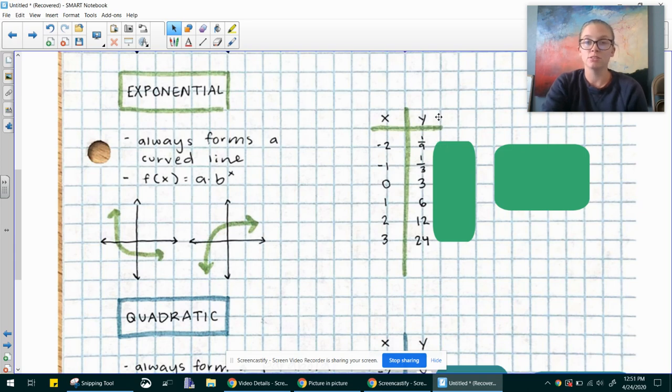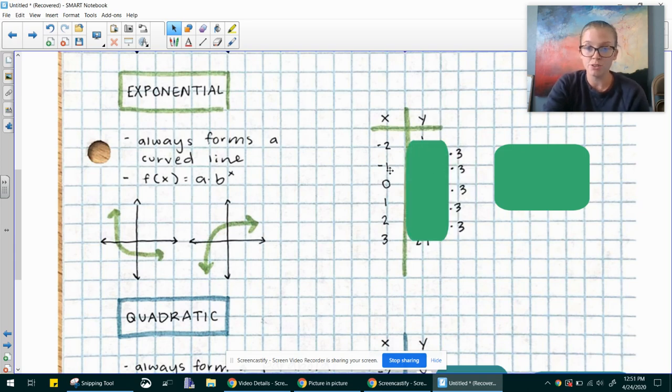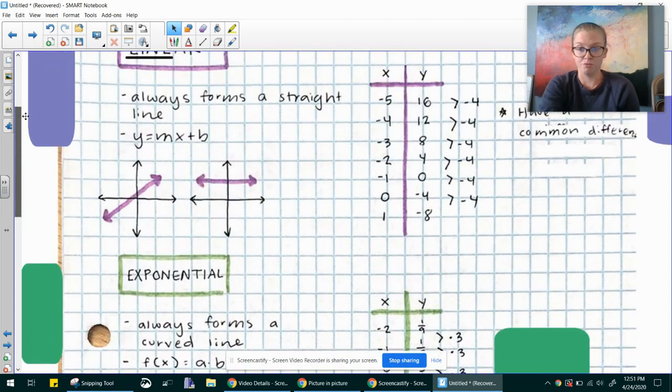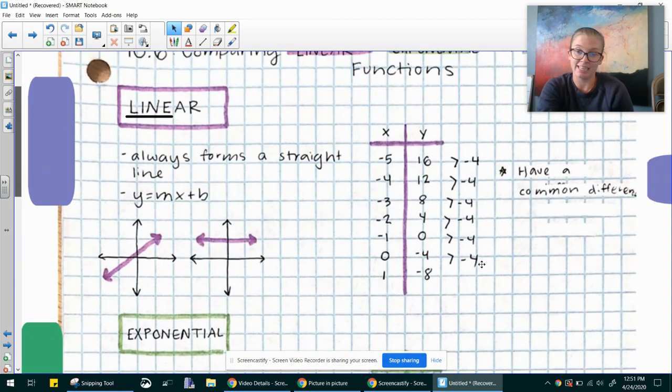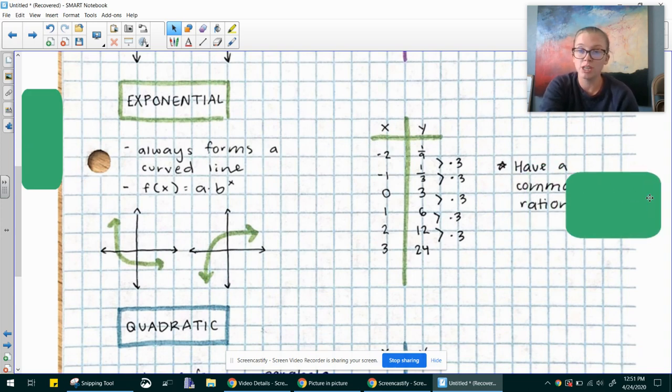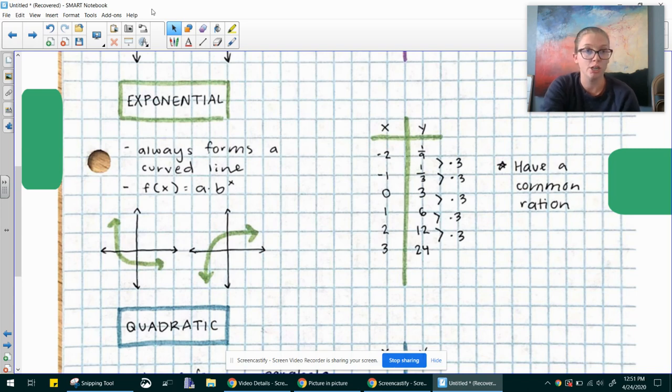Here, as we travel along our y values, we are multiplying every time by 3. While for linear functions, we were adding and subtracting the same thing every time and said we had a common difference, for exponential functions, we are going to multiply or divide every time, which gives us what's called a common ratio.